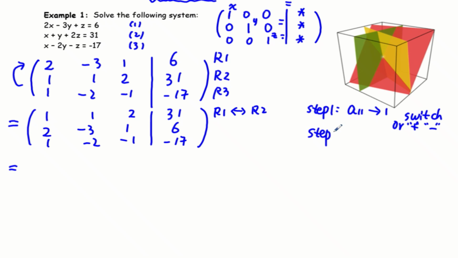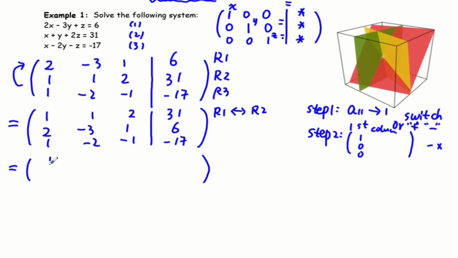Then step 2, what we want to do is make the first column become 1, 0, 0. How we do it is just subtract a multiple of row 1. Then we are able to get the same number, then we subtract. So this one, 2 minus 2 times 1 will give us 0.